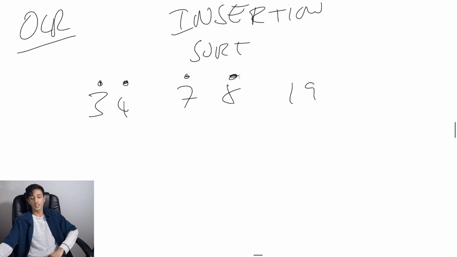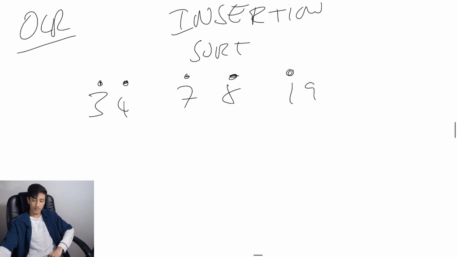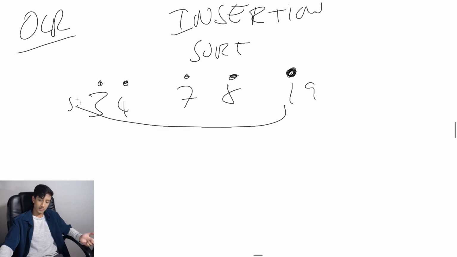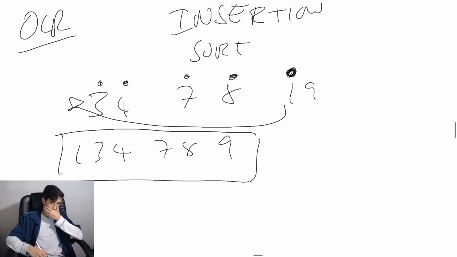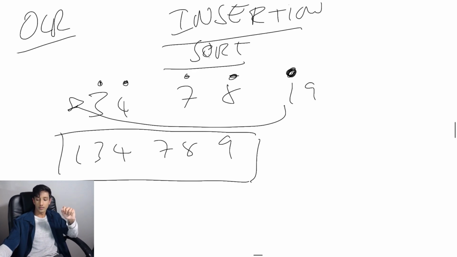It's going to see that that's in order, and then it's going to come to this 1, and it's going to realize that's not in order, so it's going to take it over here. So it's going to be 1, 3, 4, 7, 8, 9 now, and that is the order. I should have done a more complicated list there, but that's insertion sort. Right.